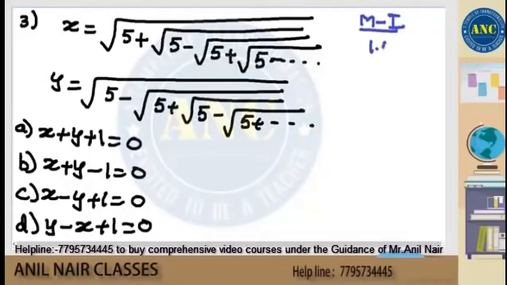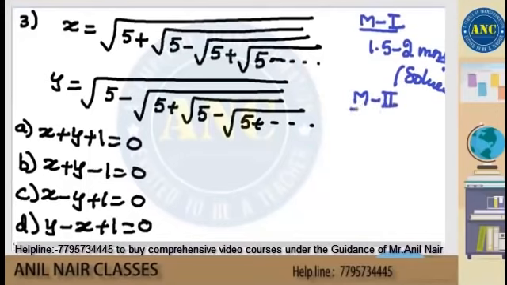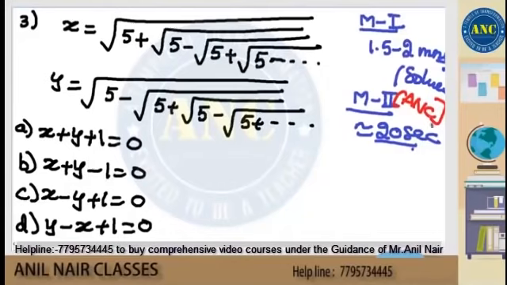Method 1 takes 1.5 to 2 minutes to solve the question. Method 2, listen carefully how I am solving the question. If you understand the approach, this question will take maximum 20 seconds to solve. Method 1 is the traditional method. Method 2 is the ANC method. Listen carefully how to solve this question.